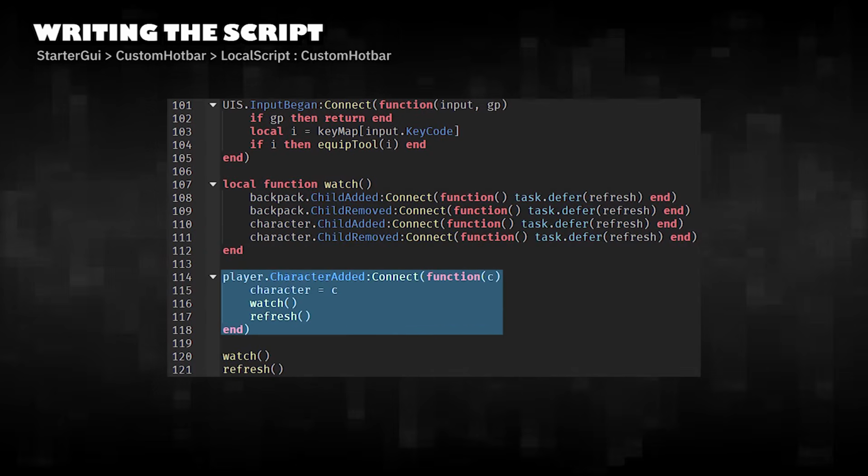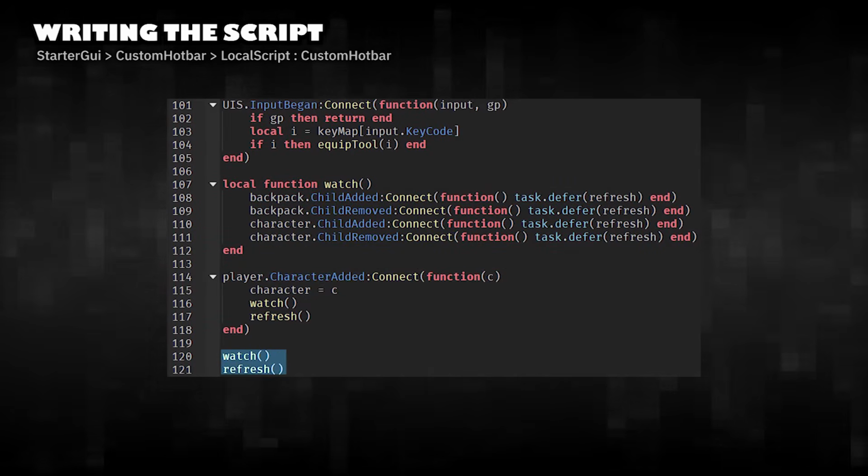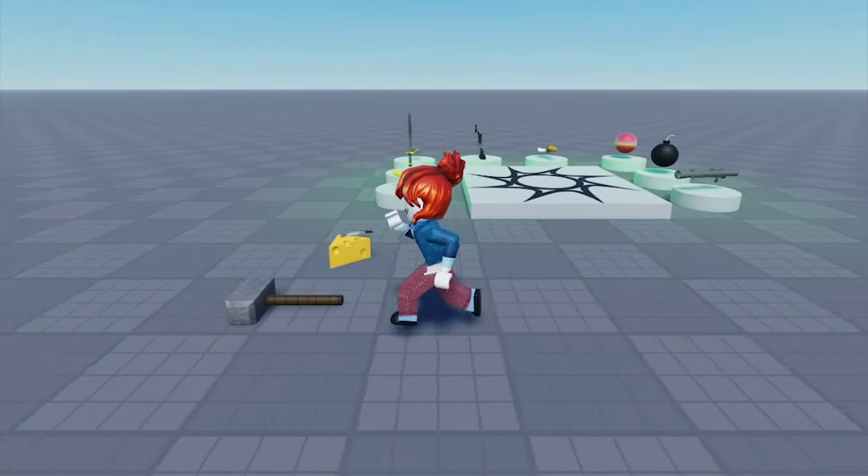If the player dies and respawns, we update everything to continue working. Starts watching for changes and builds the initial hotbar. Click play in Roblox Studio and start testing.